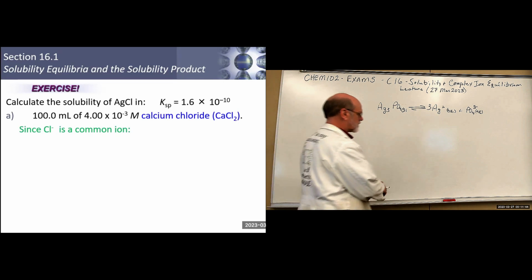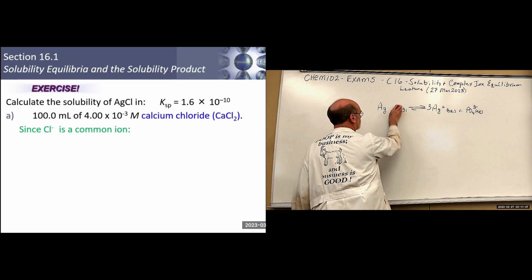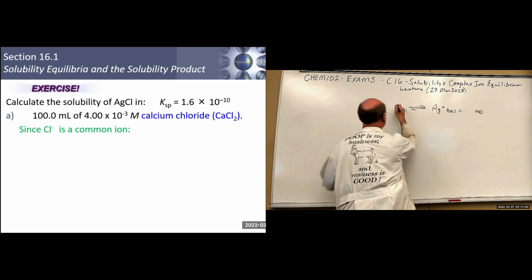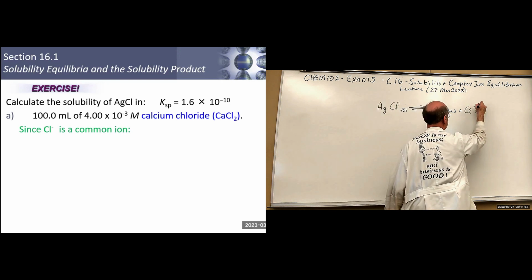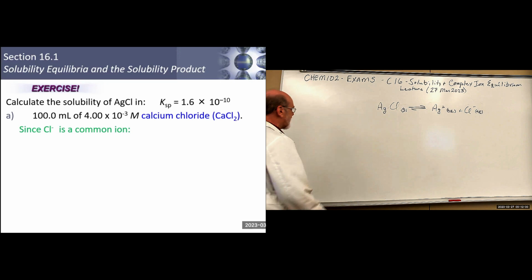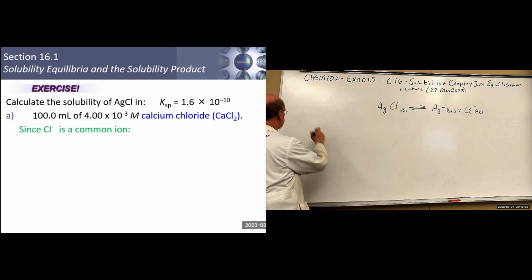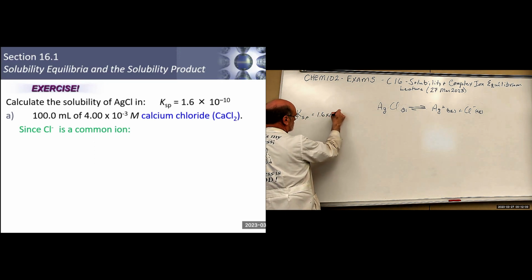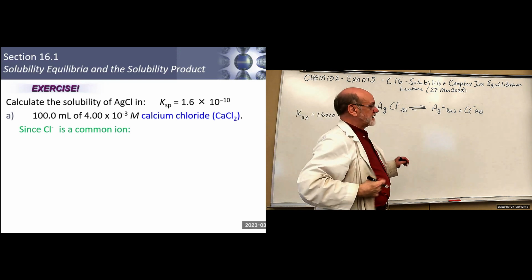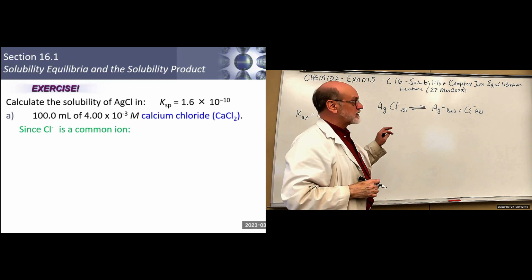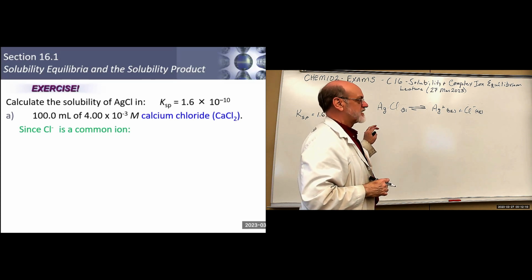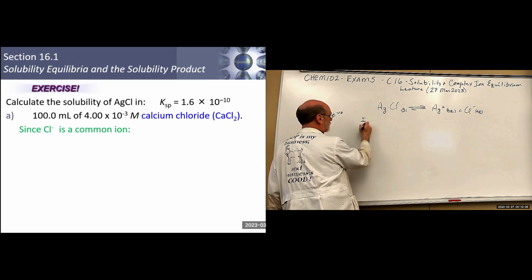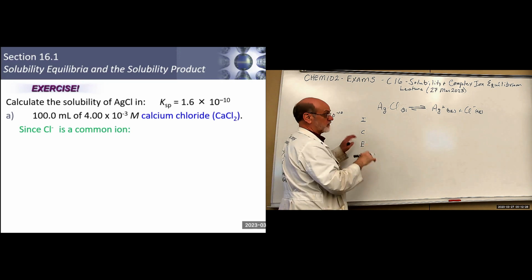Now I'm going to switch back to chloride. All right, so if the Ksp is 1.6 times 10 to the minus 10 for this reaction, and now we've got 100 milliliters of 4 times 10 to the minus 3 molar calcium chloride in solution, so now the ICE table is valuable. Not that it wasn't before, but it's even more valuable now.